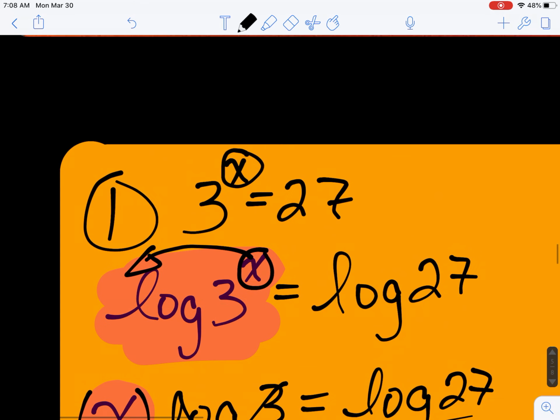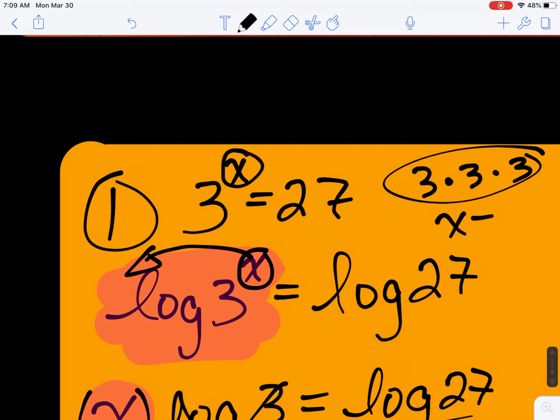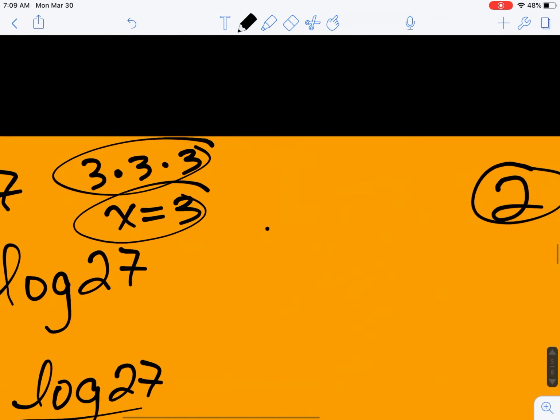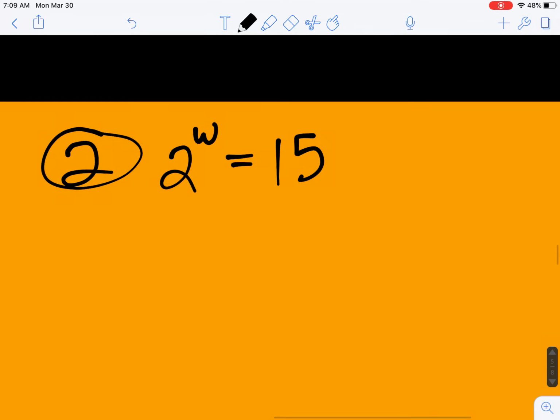Now, most of you probably knew that already, because you could say 3 times itself, how many times is 27? Well, we know it's 3 times 3 times 3. So we know that the answer is multiply that times itself 3 times. But sometimes that's not always the case, or it's not always that easy, because look at your second example. 2 times itself, how many times is 15? Well, 2 times 2 is 4, times 2 is 8, times 2 is 16. And if we go on, we'll never get to 15.